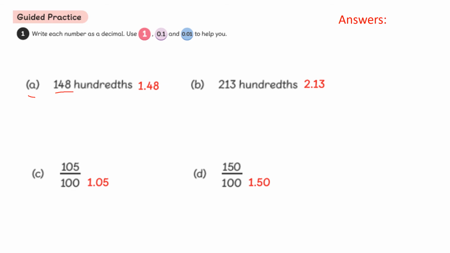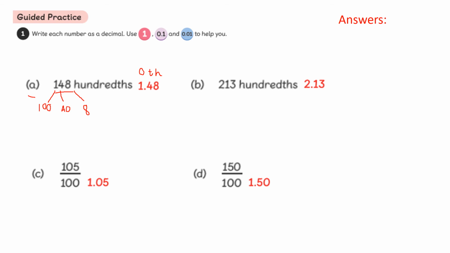So question A, you started off with 148 hundredths and you had to write that as a decimal. I'm hoping that you would have realised that the 1 is going to represent 100, the 4 is going to represent 40, and the 8 is going to represent 8. If we put that all together, if we have 100 of those hundredths, that's going to give us 1. And then we've got 40 left over, so 4 tenths left over, and 8 of those little hundredths. So 148 hundredths would be the same as 1.48 as a decimal.